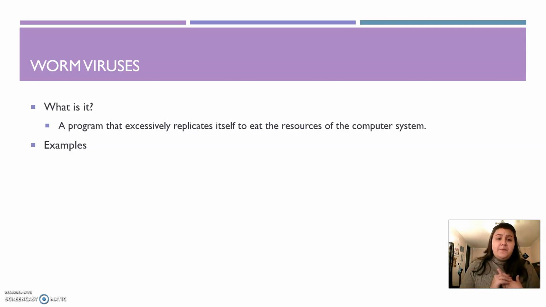A very common example of a worm virus is the I Love You worm virus. In the early 2000s, people would get emails with a hyperlink called iloveyou.txt. People would click on it thinking it was a cute little website, when in reality it was a worm virus. And it caused millions of dollars to go down the drain. It was a very serious virus.